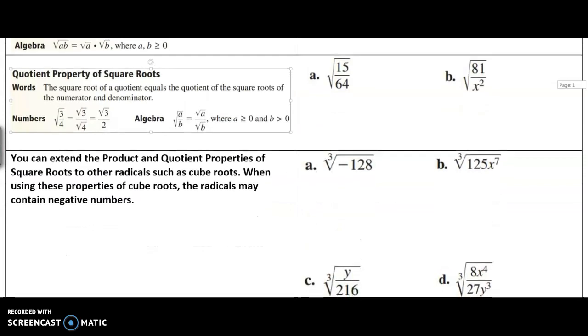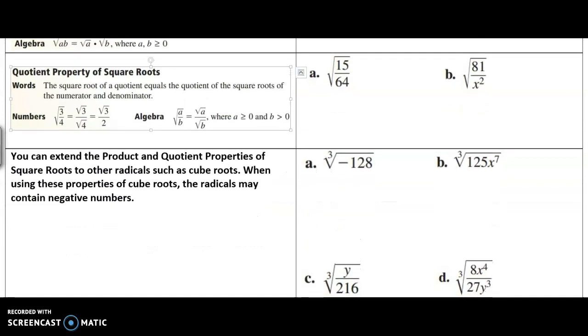I'll handle it too. Okay, how about this beautiful new property? The quotient property of square roots. Okay, square roots. Yep, these are square roots. Quotient property. That means that we're doing what operation? Dividing them. So the square root of a quotient equals the quotient of the square roots of the numerator and the denominator. Okay, so we have 3 divided by 4.